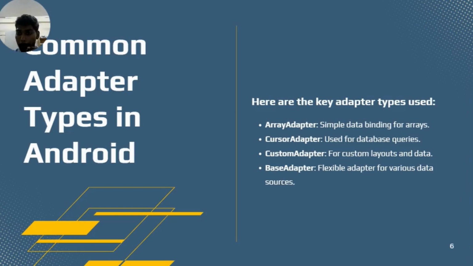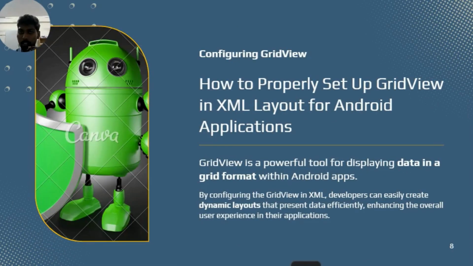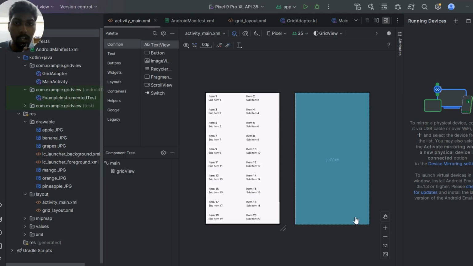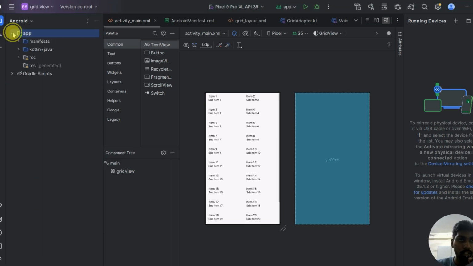So now let me take you through the coding part. Okay, now coming to the coding part. So let me put my video below here. Yes, fine. Okay. So in Android Studio, basically you have one app folder.